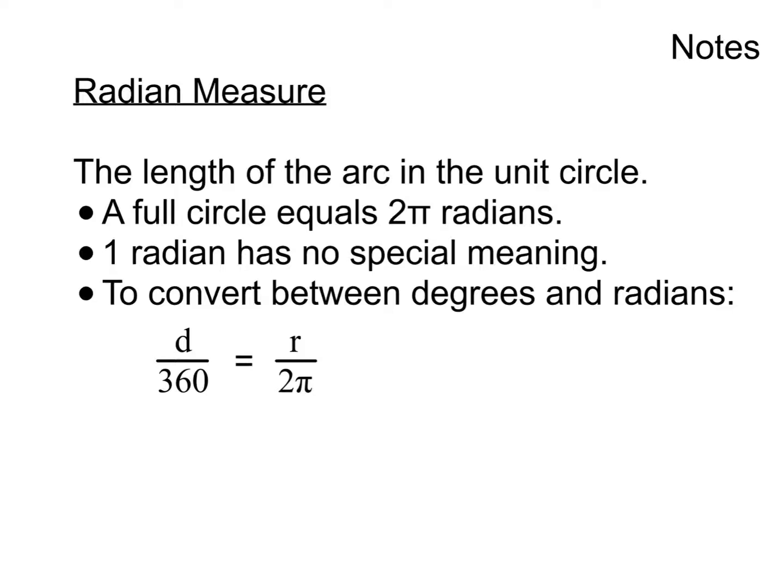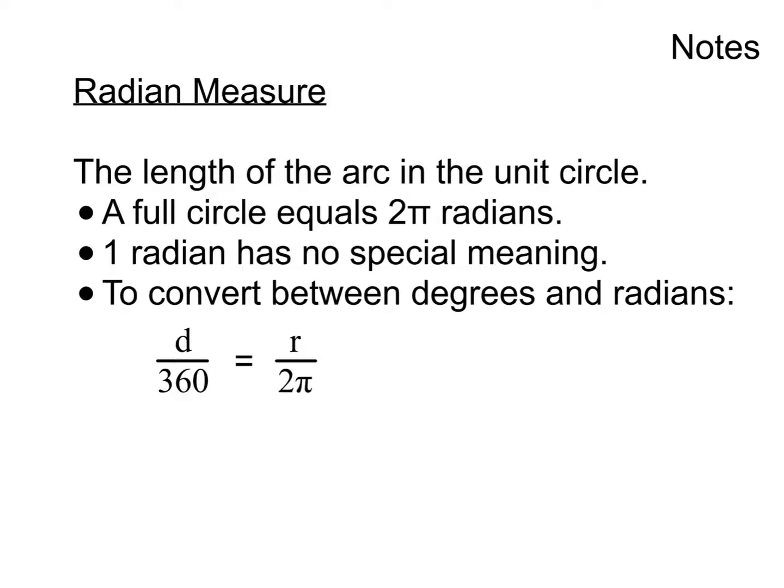All right, and then the most important thing, at least at the moment, is how do we convert between degrees and radians? Because they're just different ways of measuring angles, different units. It's like feet and meters. They're just different units for measuring angles. But we do need to know how to convert between them, and that's this formula here.